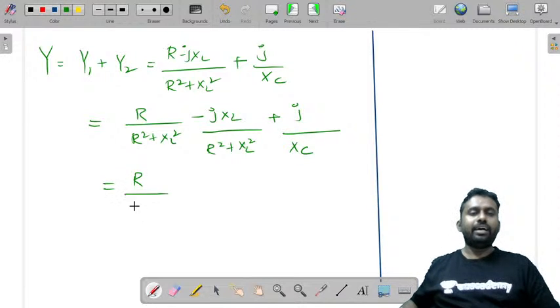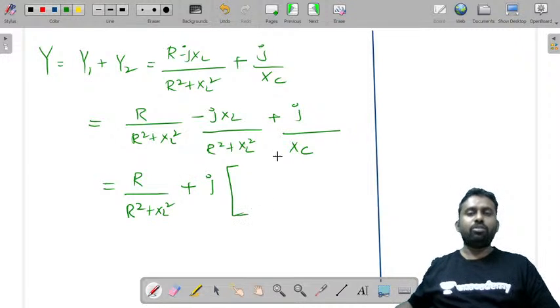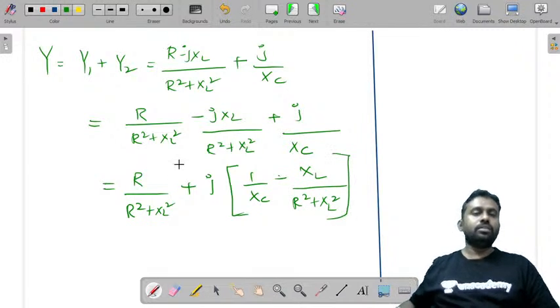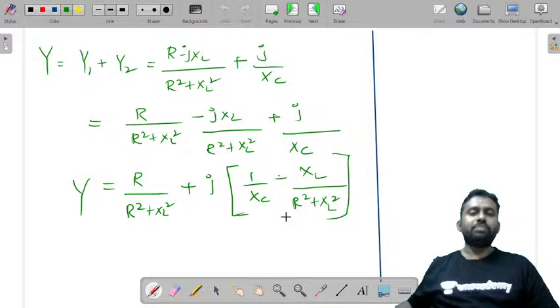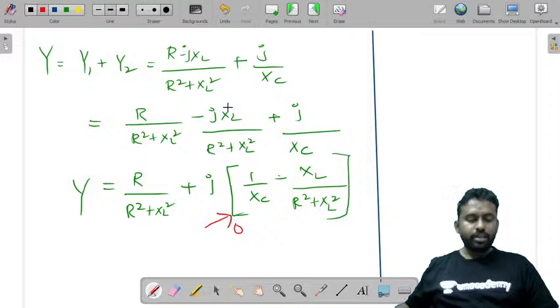Still further you can write R by (R square plus XL square) plus j common: 1 by XC minus XL by (R square plus XL square). For any circuit to be under resonance, the imaginary part must be equal to 0. This part must be made equal to 0.